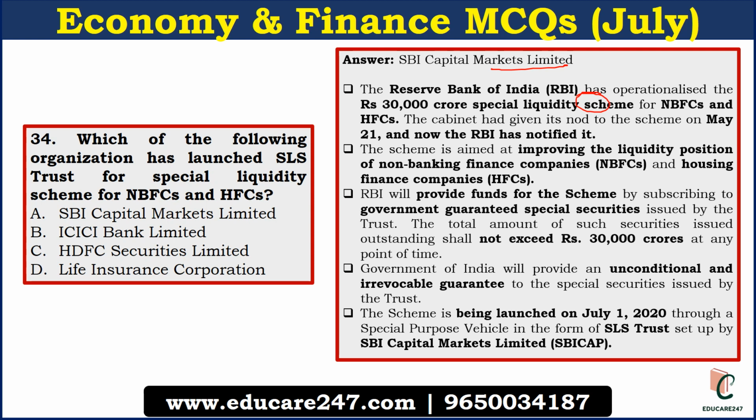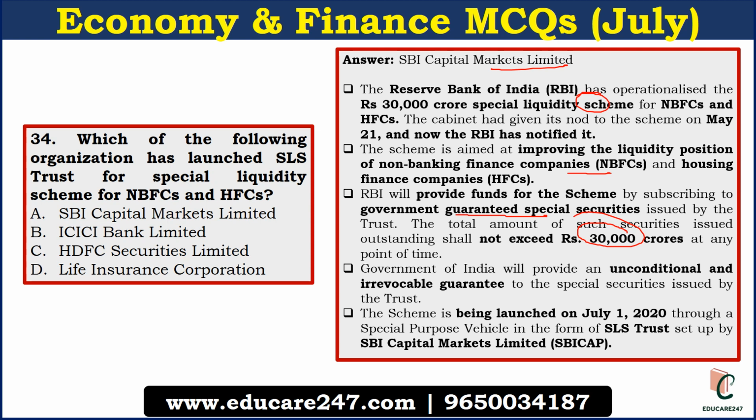This scheme is aimed to improve the liquidity position of NBFCs and housing finance companies. RBI will provide funds for the scheme by subscribing to government guaranteed special securities issued by the trust, and the total amount for these kind of securities will not exceed rupees 30,000 crore.